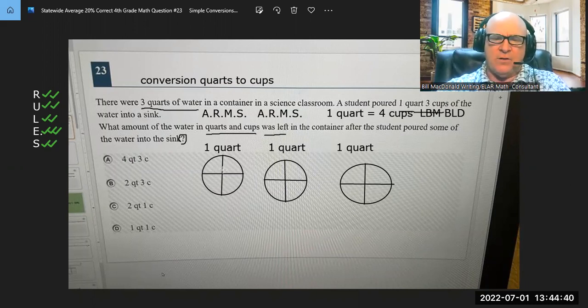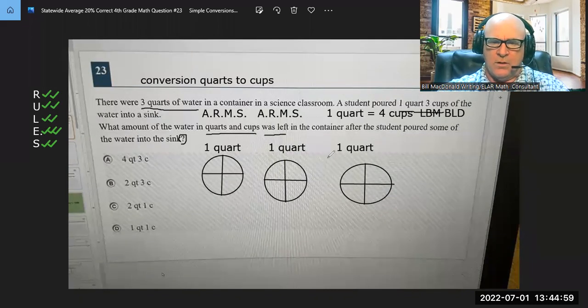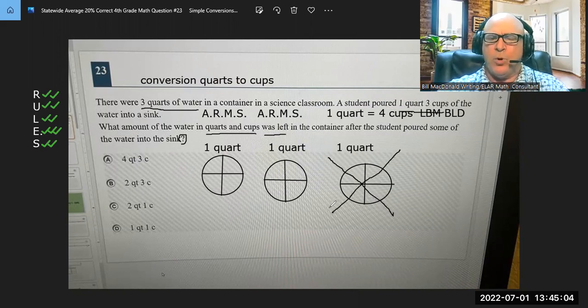But that's kind of a hard thing to do. So let's just do what they asked us to do. It said he poured 1 quart. So let's go ahead and break that apart in our head. He poured 1 quart, so that means I'm going to get rid of that one. He poured 1 quart and 3 cups. 1 cup, 2 cups, and 3 cups into the sink.